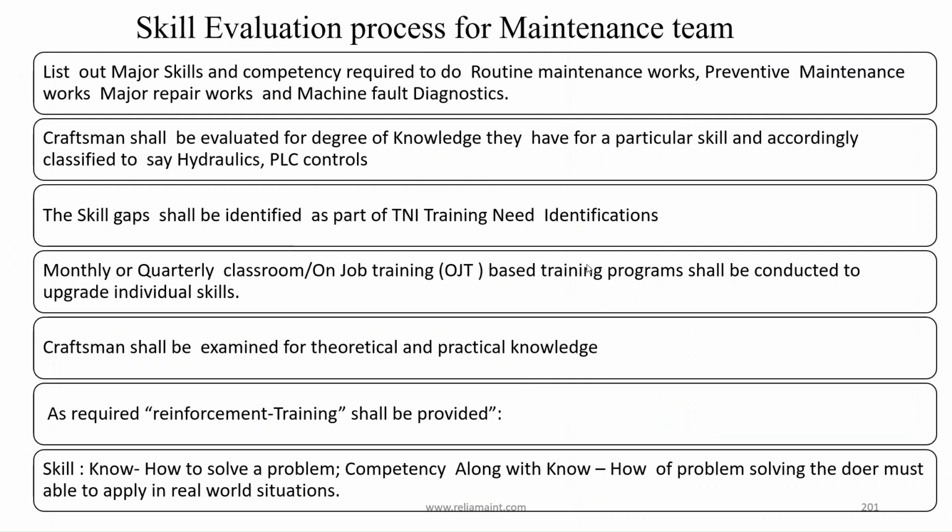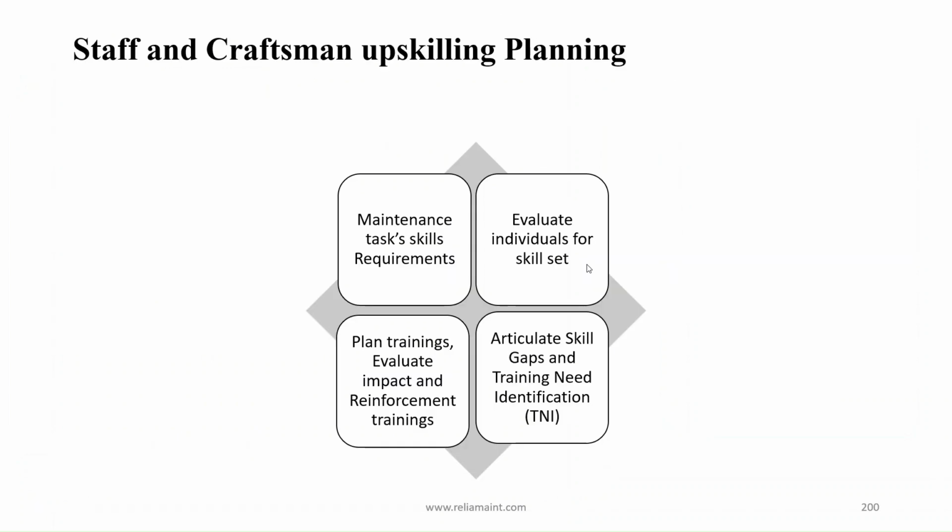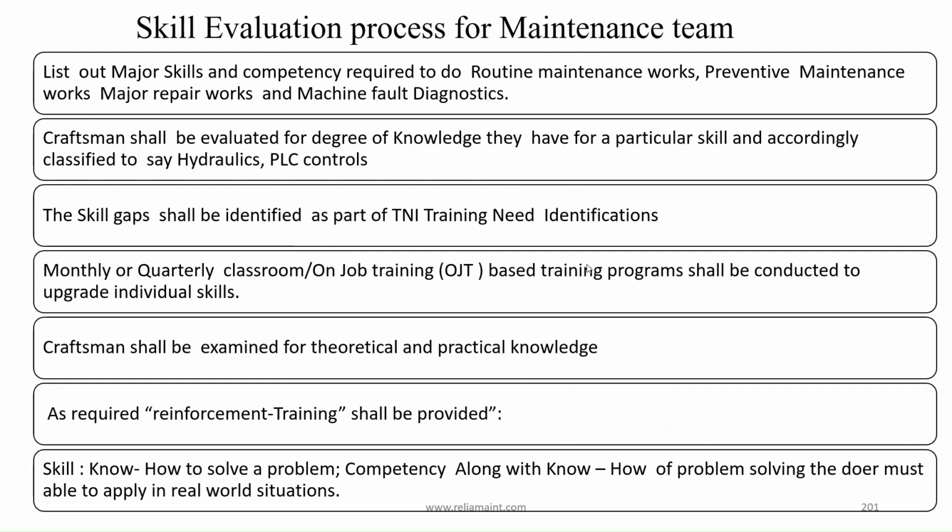Monthly or quarterly classroom or on-job training, OJT, based training programs shall be conducted to upgrade individual skills. Craftsmen shall be examined for theoretical and practical knowledge. As required, reinforcement training shall be provided. Skill: know how to solve a problem. Competency: along with know how of problem solving, the doer must be able to apply it in real-world situations.